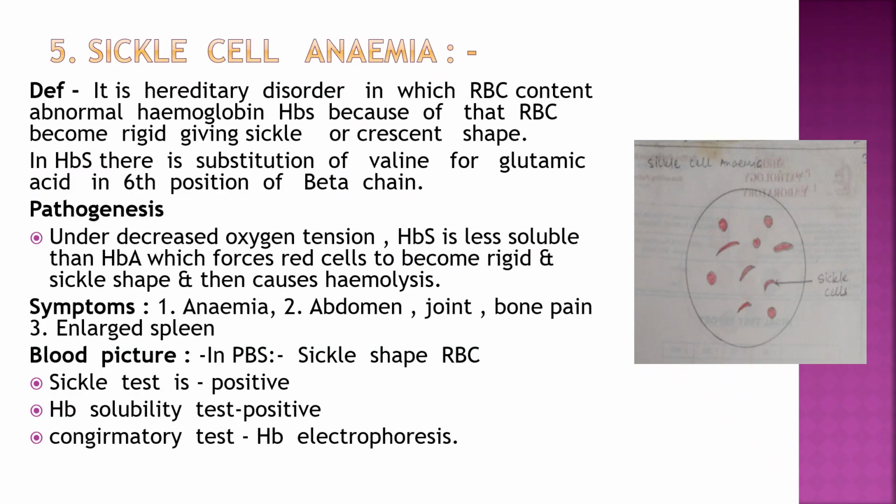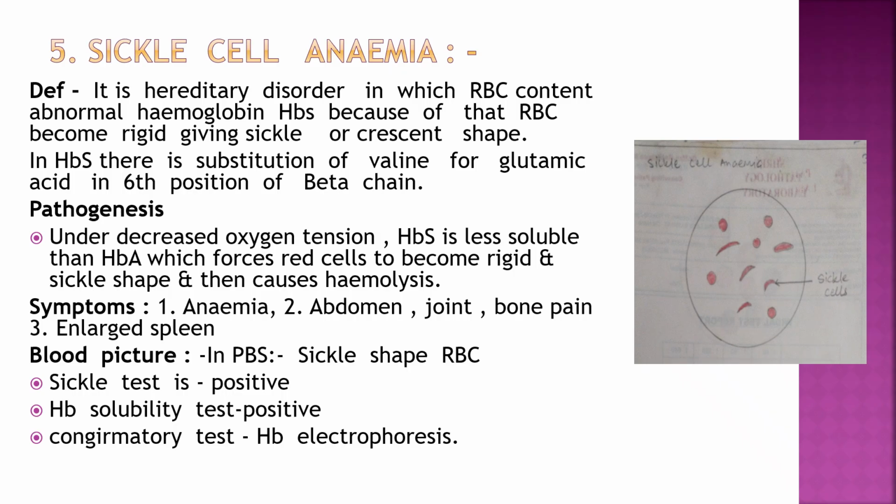Sickle cell anemia, as the name suggests, the RBCs become sickle in shape or half-moon shape because of the abnormal hemoglobin, that is HbS, and in that there is substitution of valine for glutamic acid in the 6th position of the beta chain of the hemoglobin. So this is a hereditary disorder, and because of the decreased oxygen tension, the abnormal hemoglobin S makes the RBCs rigid and sickle shaped when there is deficiency of oxygen, like at high altitude, and then RBCs are fragile and they cause hemolysis.